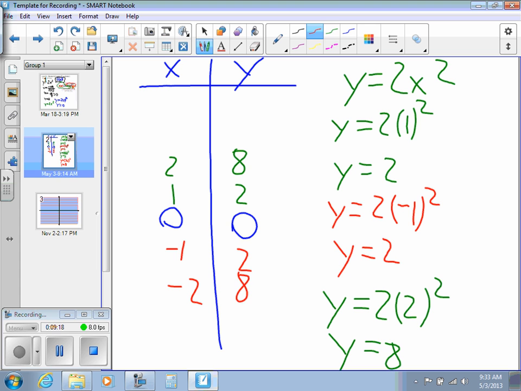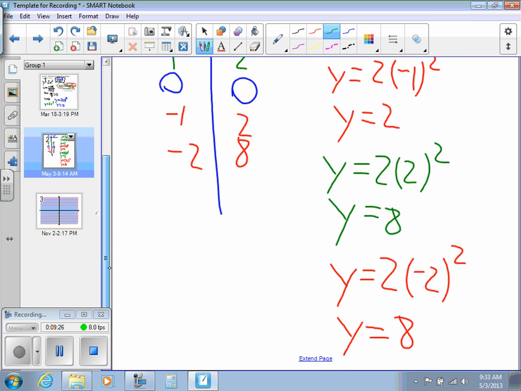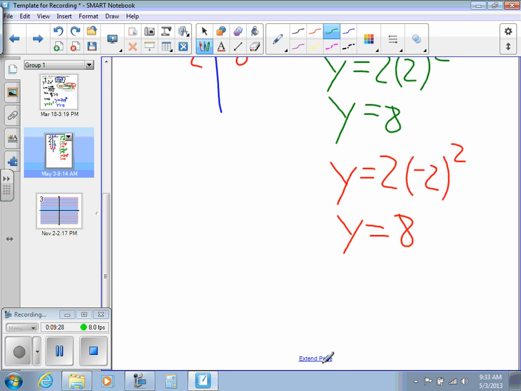Let's go ahead and plug in 3 and see what that looks like. So now we have y equals 2 times 3 squared. Well, 3 squared is 9, and 9 times 2 is 18. So y equals 18.